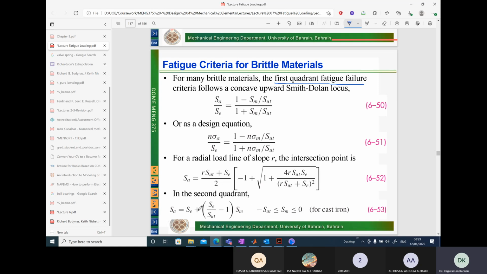In the same way, if it is in the second quadrant, the intersection point between the radial load line and the second quadrant failure envelope is again given by this. Why are we given this?